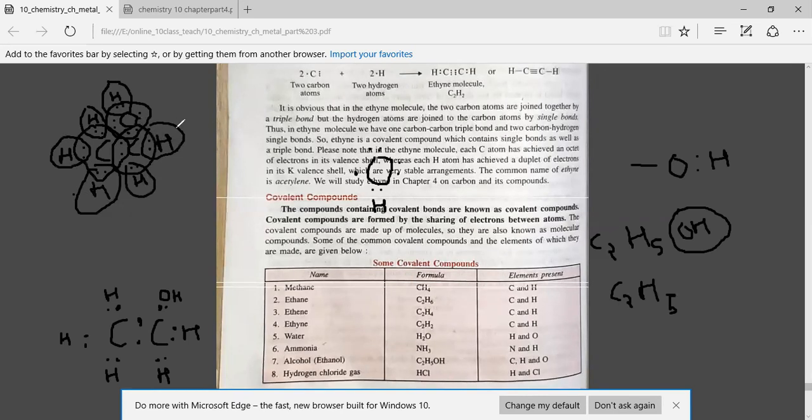Okay, so we have to draw this. So there is some space between this. I have not left this space, but there is some space between this OH and this hydrogen. So you have to leave some space.